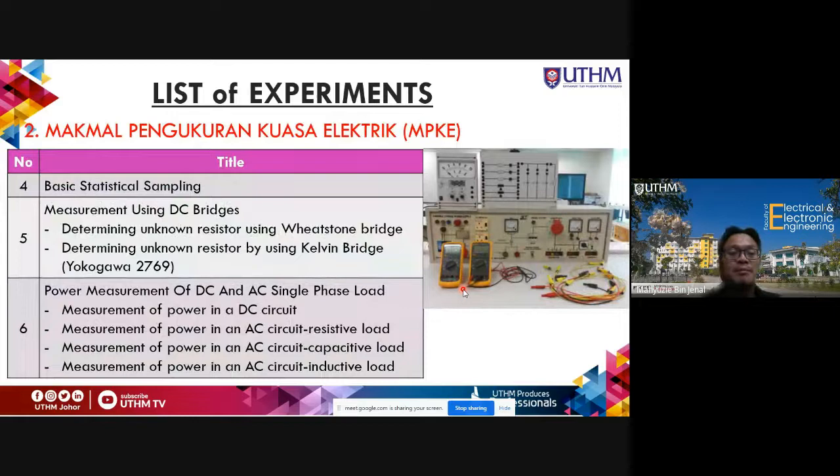And then what about lab number two, the makmal pengukuran kuasa elektrik, or the electrical measurement lab. We are going to have exercise number 4, exercise number 5, and experiment number 6. This is how the workbench module looks like. We have the emitter over here and the meter over here. With this meter, we measure the power. Since we have power measurement in exercise number 6, this is how the unit looks like.